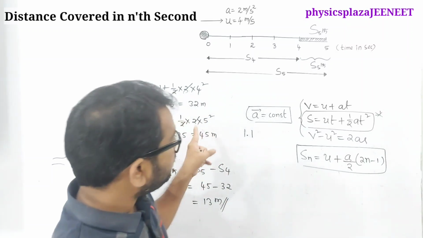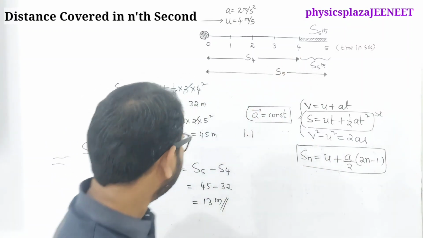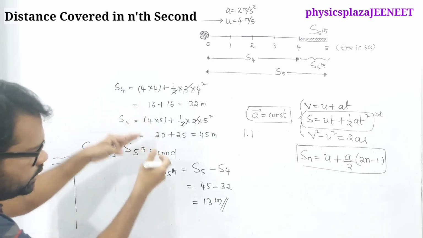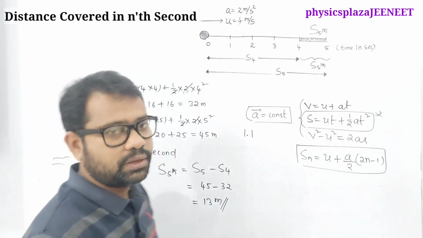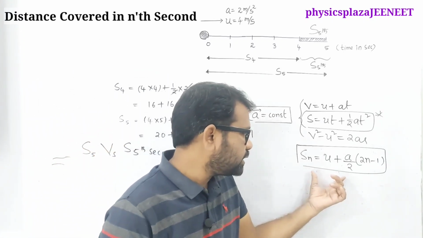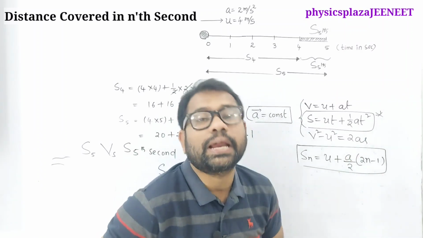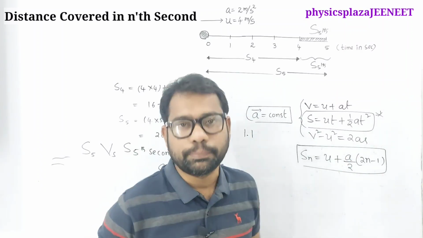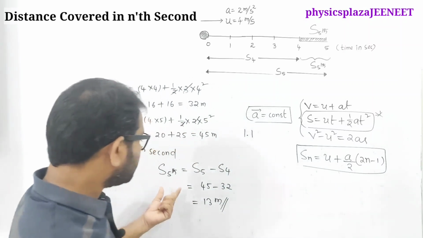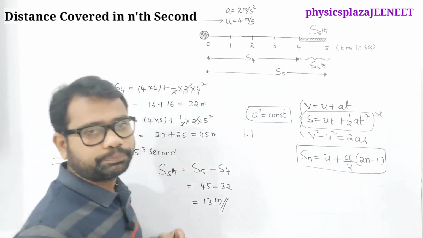So they are asking us to calculate the distance covered in the 5th second. But every time we cannot do it like this, so it is a time-taking process. For that only we developed this equation. Of course, we'll discuss the derivation, but try to understand the feel, the concept is important here. So the distance covered in the 5th second.